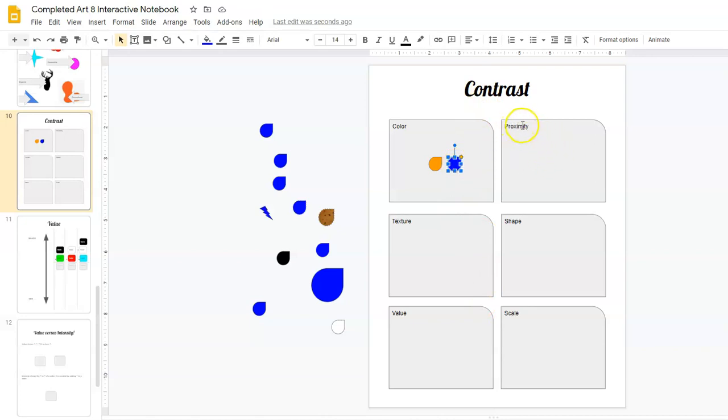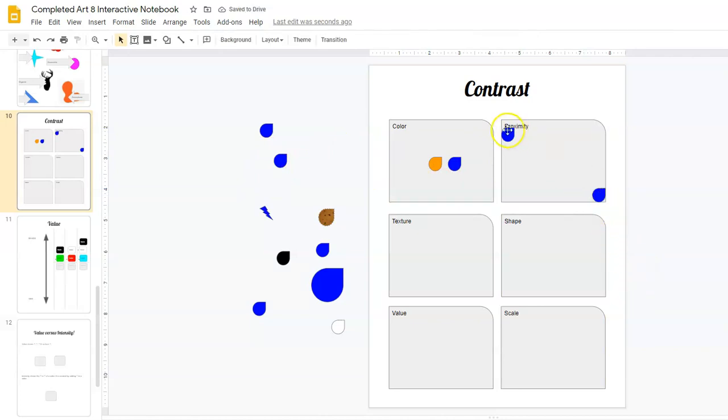Proximity means how close or far away something is. If you put things close together, they're going to look unified. They're not going to look separate and contrasting. So this time we're going to take 2 little shapes, but we're going to put them as far away from each other as we can. So they have contrasting proximity.